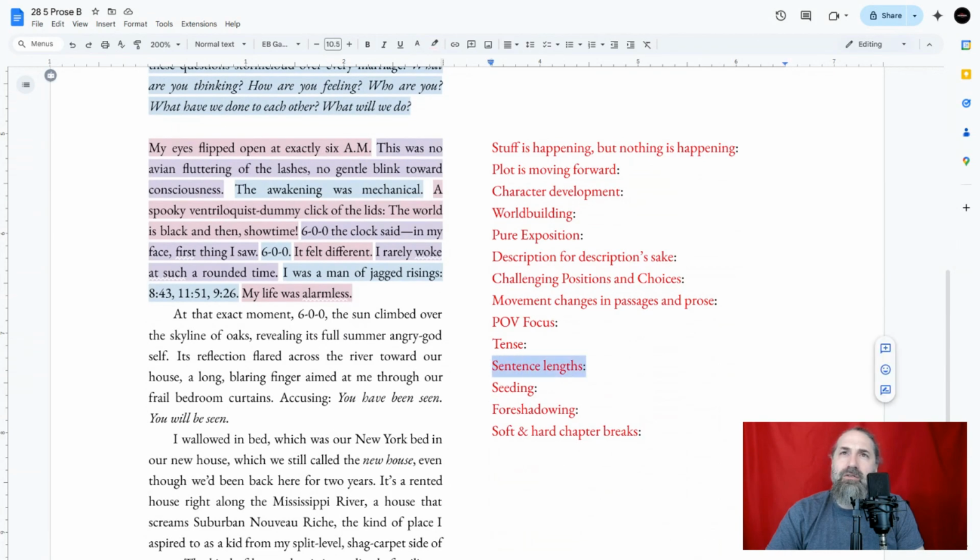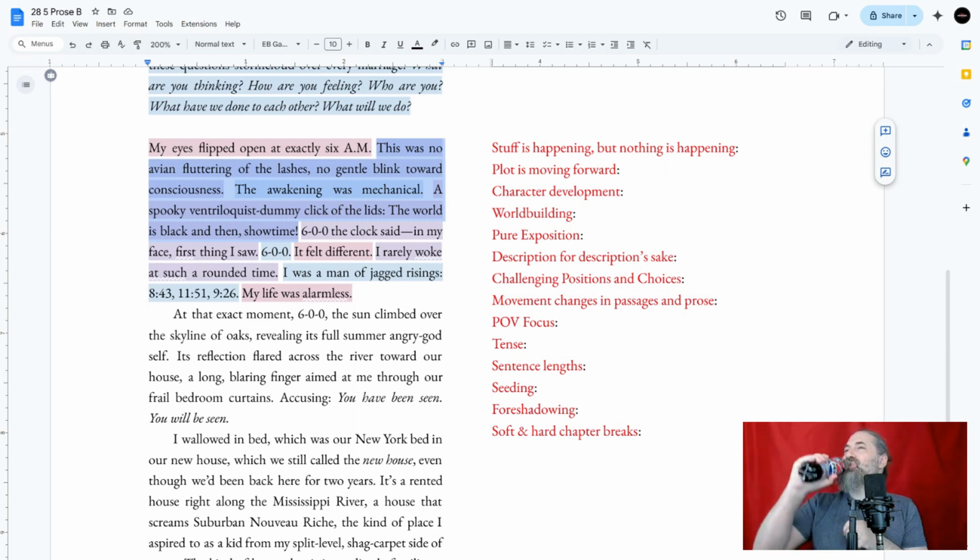All right, let's see. Sentence lengths are all moved around. The tense is still the same, and the focus is still on the hubby. Seeding and foreshadowing: the seeding is explaining their sleep schedule. So that's seeding, by the way. It's not overly explaining it. The only thing that's really bothering me is how many times do we have to explain how? Anyway, so the next movement. This movement is they are waking up at 6 and how they are waking up.